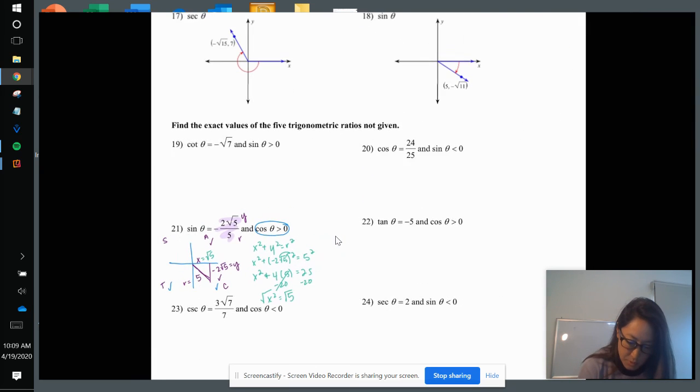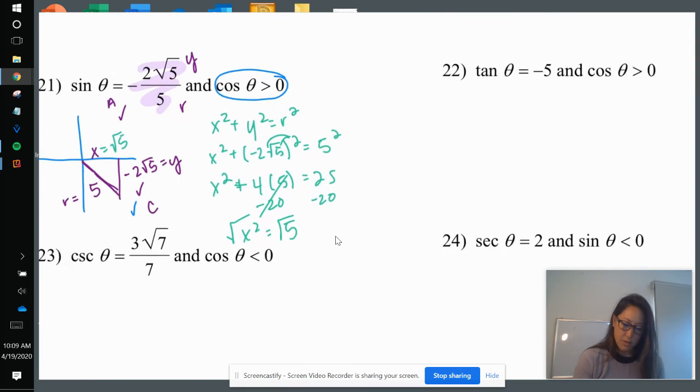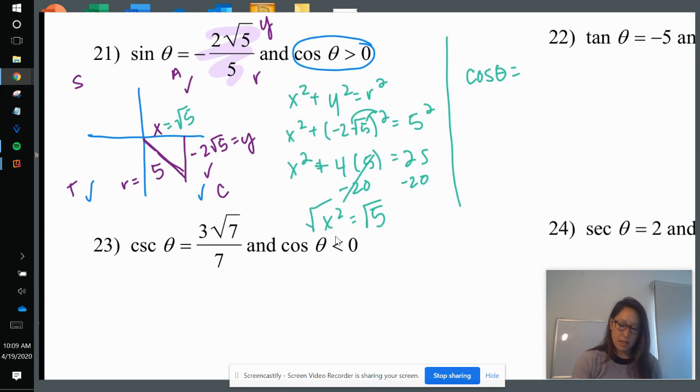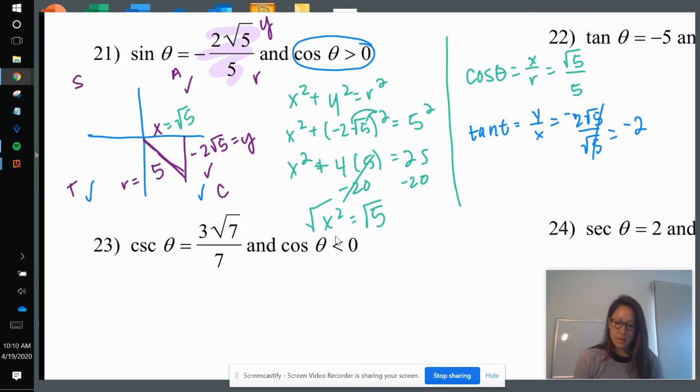So what are we supposed to do? We're going to find the 5 other trig ratios. Now, the cosine of theta. We don't really care what the actual value of theta is right now because we know the side lengths, so we can just figure out our ratios. The cosine of theta is x over r, which gives me root 5 over 5. The tangent of theta is equal to y over x, rise over run, so negative 2 root 5 over root 5. That simplifies to give me negative 2.